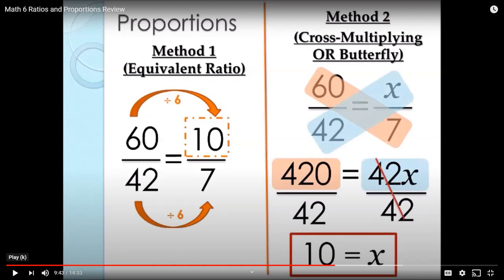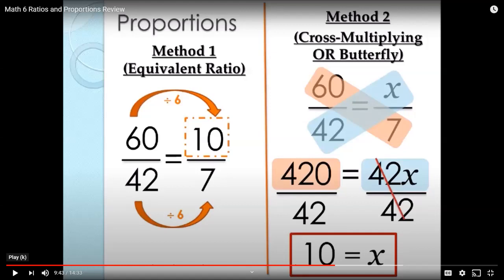So, did you see that? That's method 2, cross multiplication. Whatever you do, you crisscross 7 and 60, and it would give you 420. And then you have 42 times x, which would give you 42x. Whatever you do to one side, you do to the other side. We'll cross out the 42x and 42 and you'll get x, and then you divide 42 into 420, and you'll get 10. So your answer is 10 equals x.